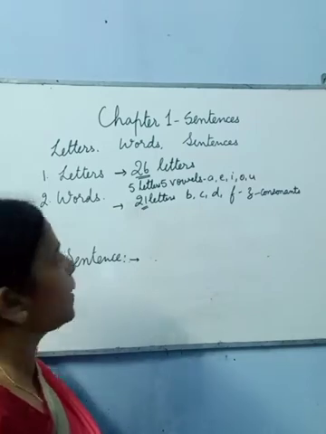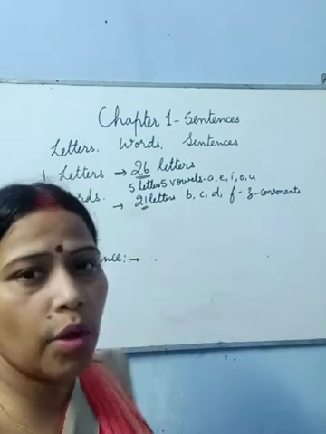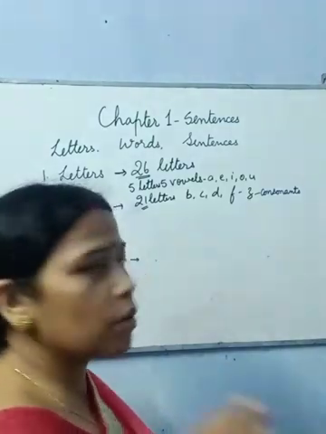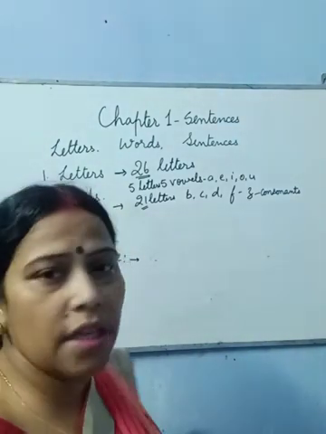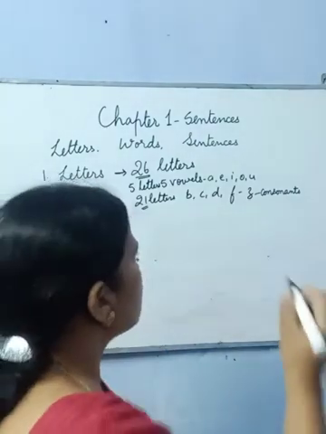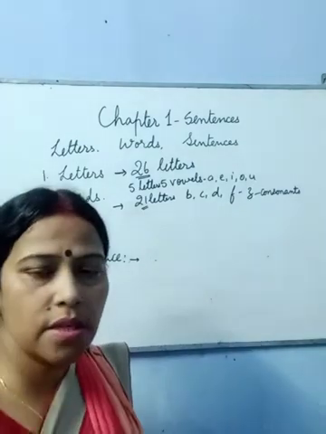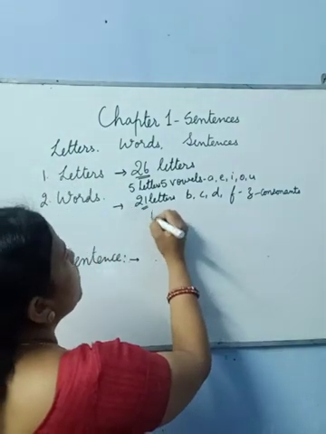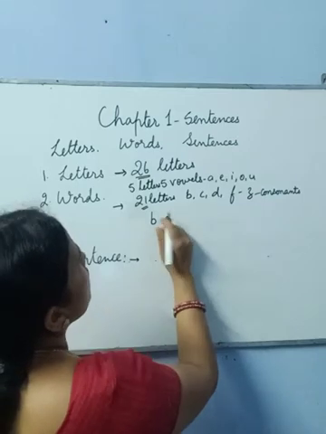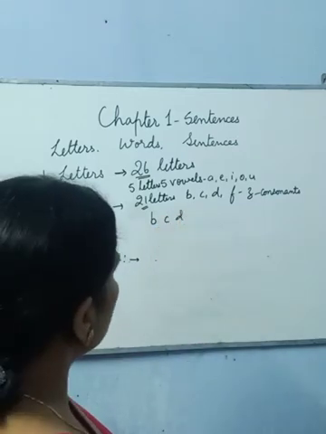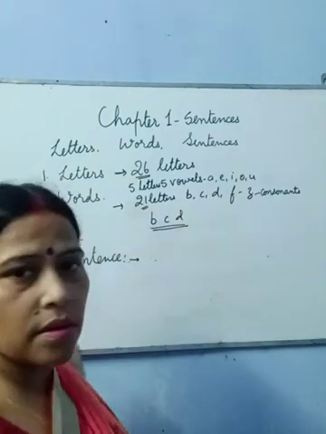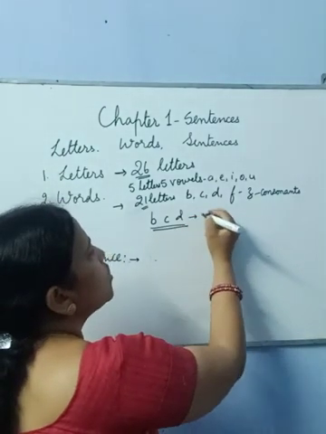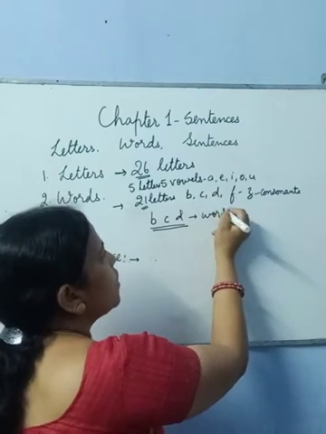Now children, you might be thinking, why are we knowing about the letters here? Because for a sentence to be formed, we need a group of words. Now what are words? Words are formed from the letters, and those letters should be in the correct order. When I write B, C, D, these are also letters, but does it make any sense? No, it does not make sense. So is it a word? This is not a word.